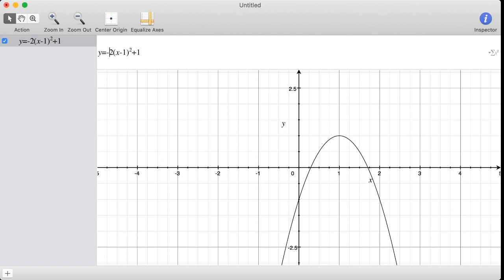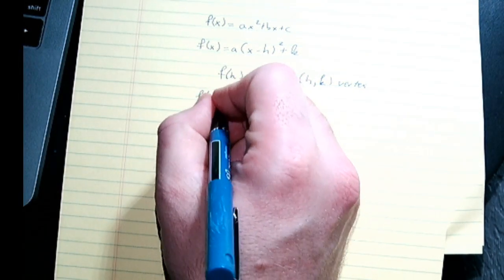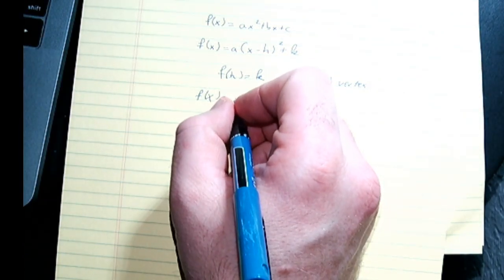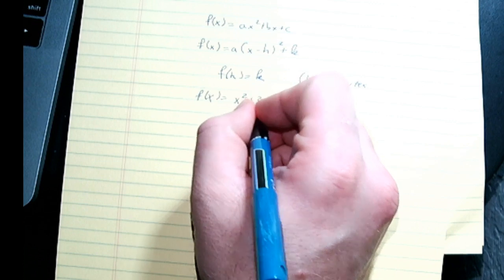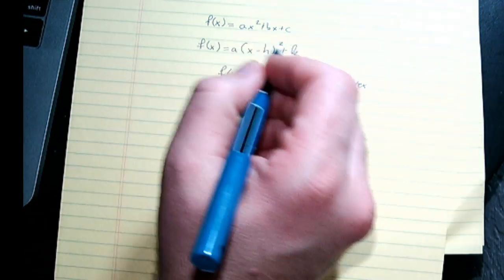It tells you exactly what you want to know about it. It tells you whether it opens up or down. It tells you where the vertex is. You can just read it right off. The problem is that how do you get it into this form? Suppose I had, for example, f(x), and let me go back to my notepad. Suppose I had f(x) is equal to, say, x^2 + 3x - 5. How am I going to figure out what this looks like? How do I get it into vertex form?